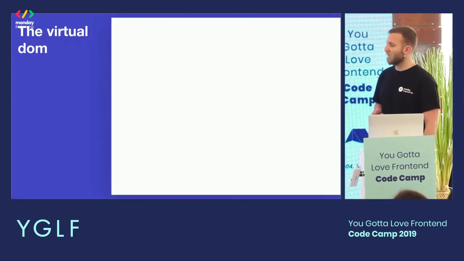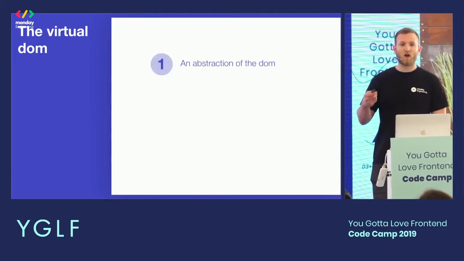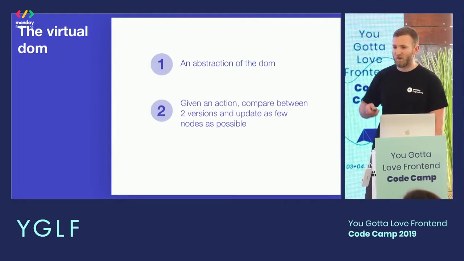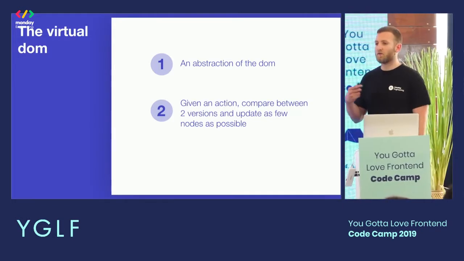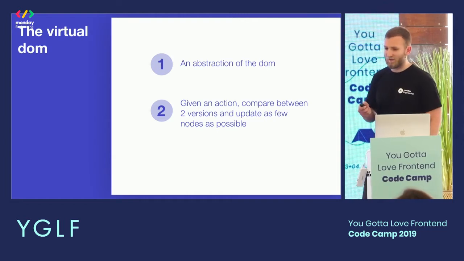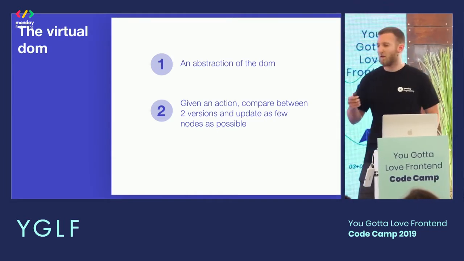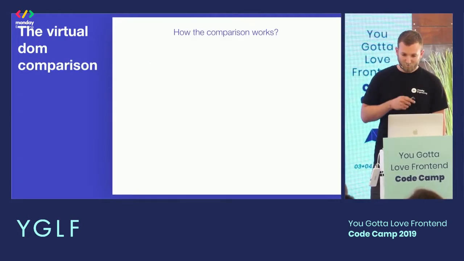So we have the concept of virtual DOM. Virtual DOM is an abstraction of the DOM. We can build 2 versions of the DOM, for example in JavaScript, and then we can compare them in order to find the minimal diff in order to update the DOM itself.